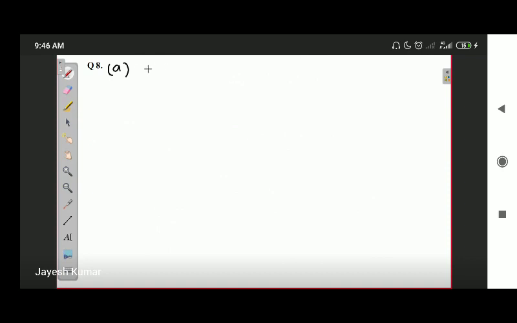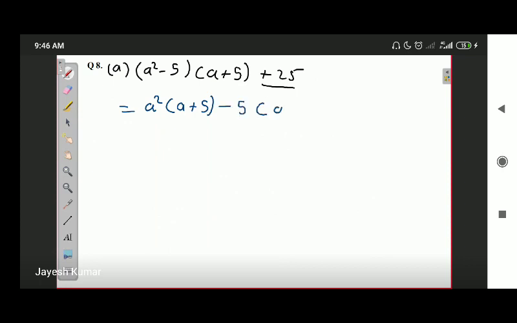So A part is a square minus 5, a plus 5 plus 25. So this sort of question we did yesterday. We have one term here which is not part of the multiplication, so we will simply not multiply it. This will be a square is to be multiplied with a plus 5. After that, minus 5 of the first bracket is to be multiplied with a plus 5. And you left out 25. 25 is not to be multiplied with anything.